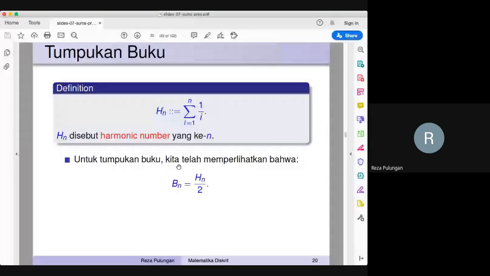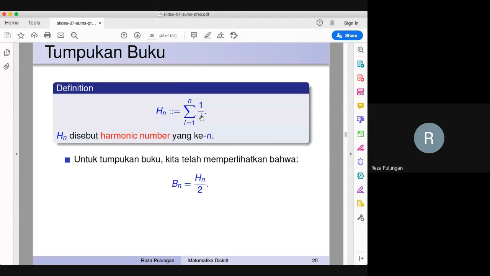This summation is called the harmonic number, the nth harmonic number. So Hn is called the nth harmonic number, and this is defined by the summation of i equal to 1 until n, 1 divided by i. So the index is in the denominator.